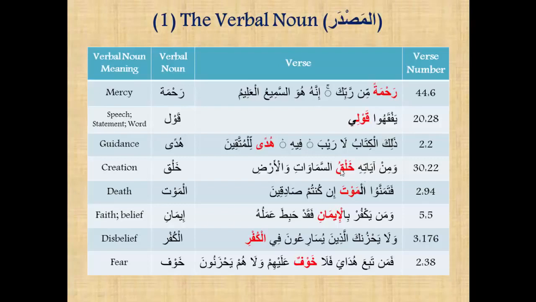وَمِنْ آيَاتِهِ خَلْقُ السَّمَاوَاتِ وَالْأَرْضِ. The masdar here is خَلْق, which means creation, the process or the act of creating, from the verb خَلَقَ يَخْلُقُ, to create.